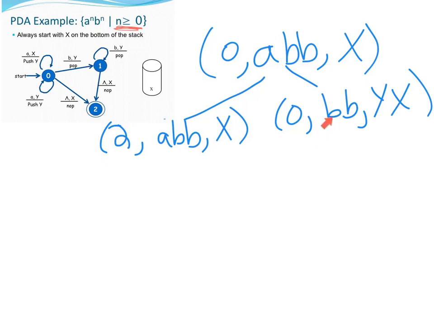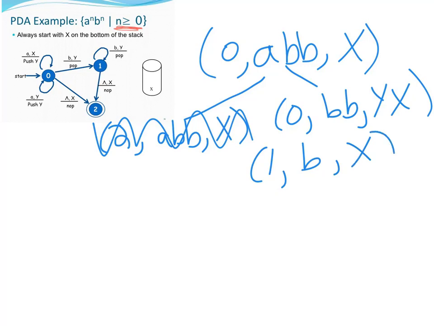And this one, I have a B, and I see a Y at the top of the stack, and I'm in state 0. And I can't do any of my loops, but I could take this B, Y, pop, right? So let's do that. So this one was useless. This guy, we can go to state 1. We'll use up that first B, and it said, if you see a B and there's a Y at the top of the stack and you take this transition, then you are supposed to pop. So let's pop our stack.